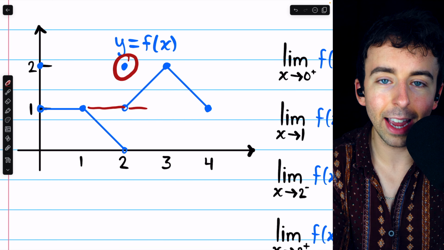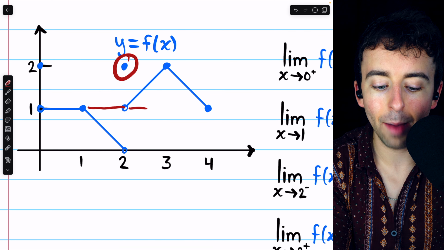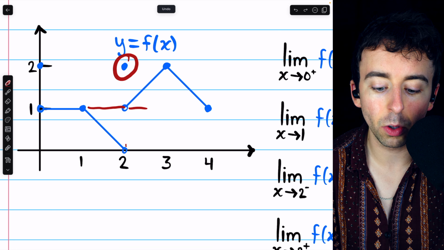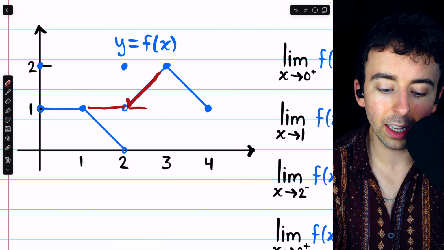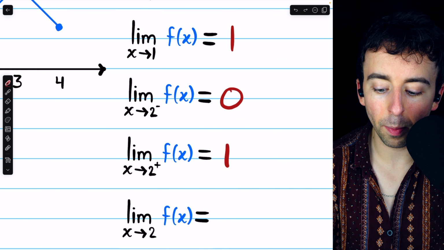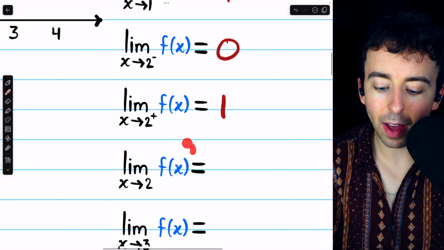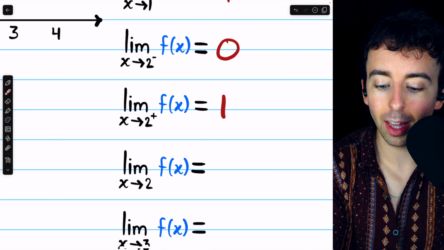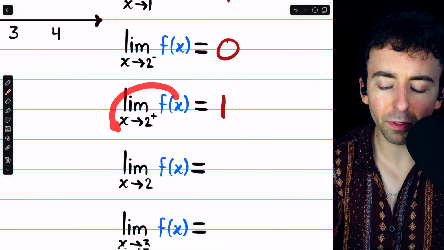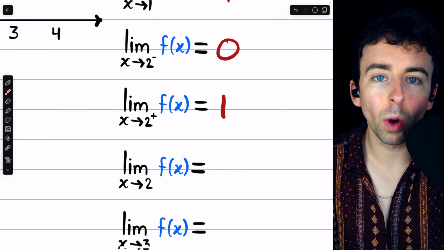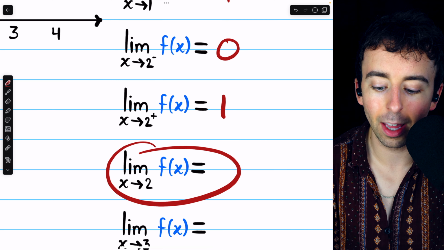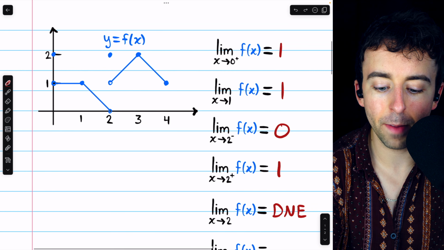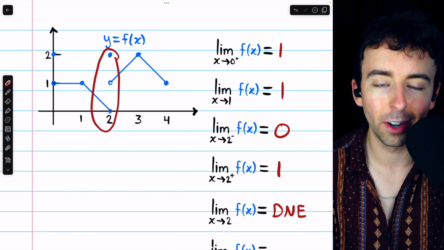Again, the function doesn't actually take on the value of 1 at x equals 2. It happens to take on a value of 2 when x is equal to 2. But that doesn't change the value of what's being approached. What's being approached is y equals 1. So the limit as x approaches 2 from the right is 1. Thus, the limit of f of x as x approaches 2 as a two-sided limit does not exist, because we saw that the limit from the left was 0, whereas the limit from the right was positive 1. Since those one-sided limits are not equal, the two-sided limit does not exist, so we'll write DNE. And of course, this bizarre behavior of the function is very apparent in the graph at x equals 2. There's a whole lot of junk going on there.